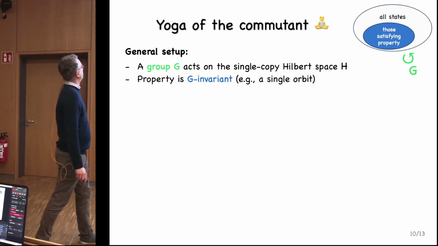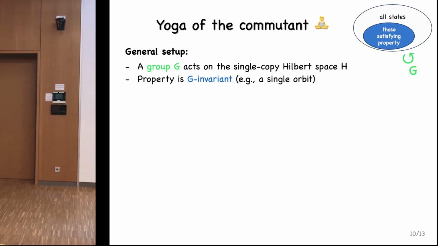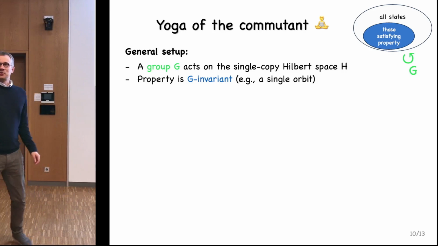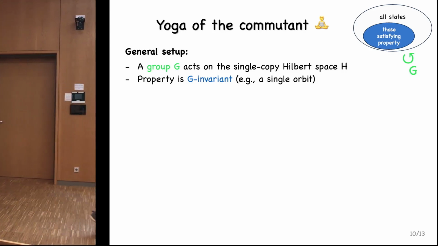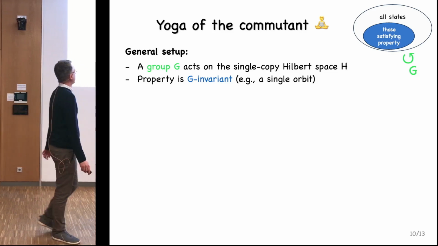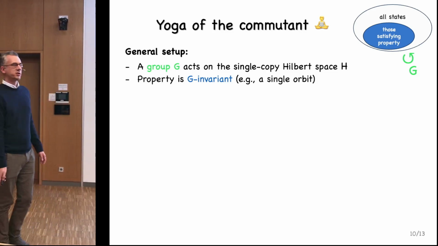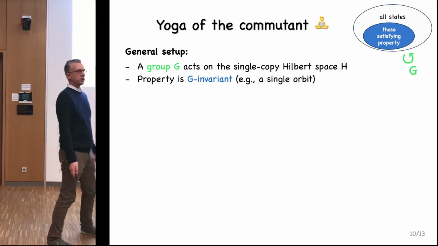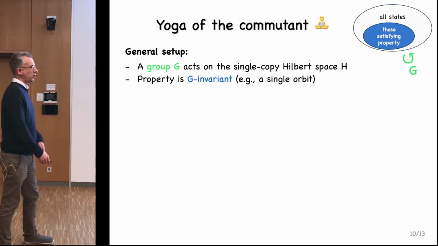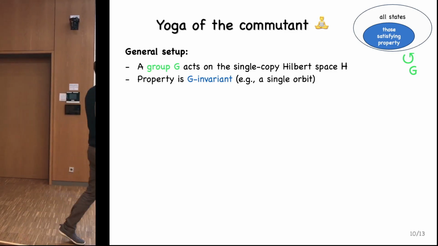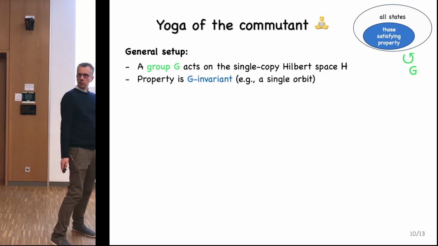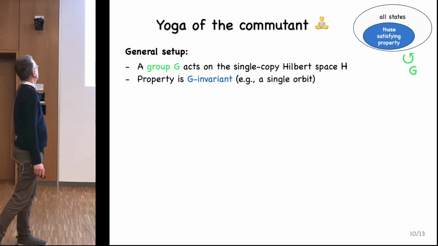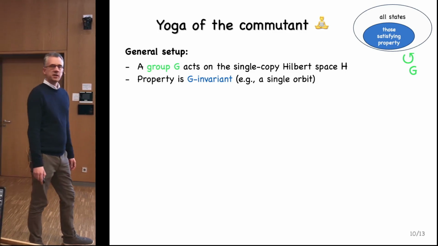All right, yoga of the commutant. What did I mean? So I think I was already alluding towards this before. There's some very nice structure here that worked in all the examples we discussed so far. Namely, there's a group G, could be the group of Gaussian unitaries, could be the whole unitary group, could be the local unitary group that acts on what we call a single copy, not single mode, the single copy Hilbert space. And the property of interest is G invariant.